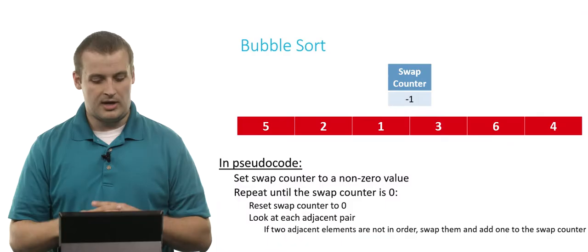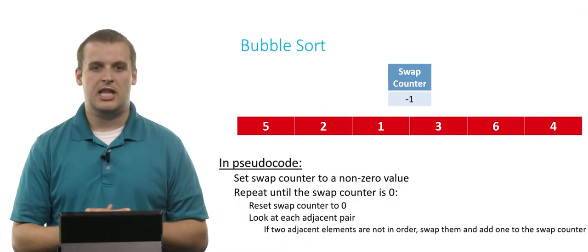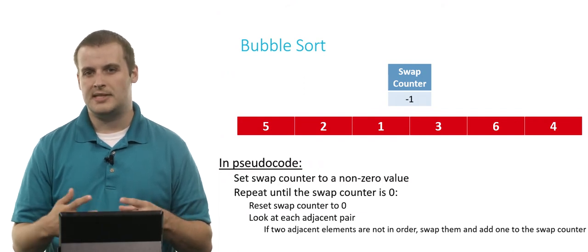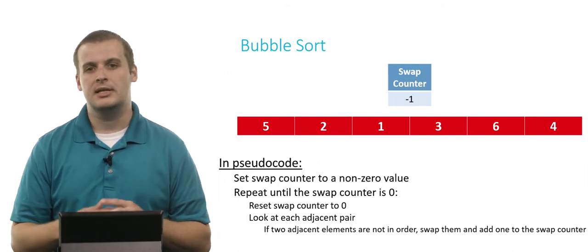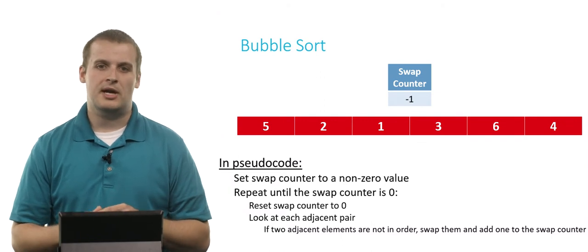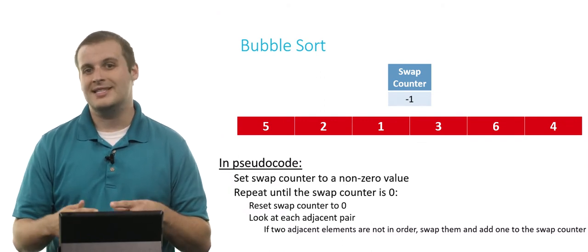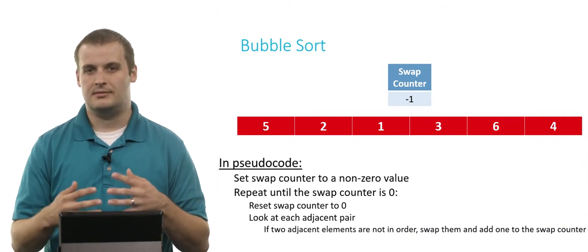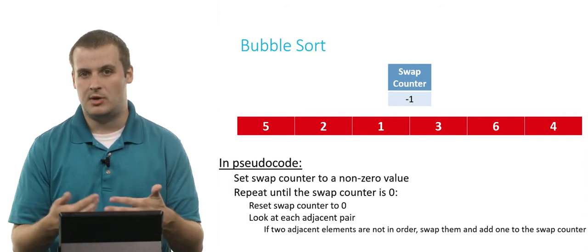algorithms. We have an unsorted array here, again, indicated by all of the elements being in red. And I set my swap counter to a non-zero value. I arbitrarily chose -1. It's not 0. We want to repeat this process until the swap counter is 0. This is why I set my swap counter to some non-zero value, because otherwise the swap counter would be 0. We wouldn't even begin the process of the algorithm.